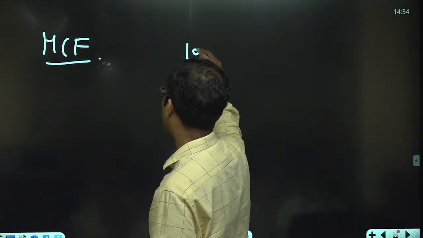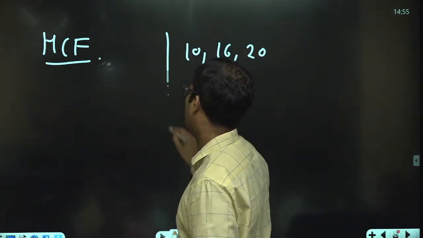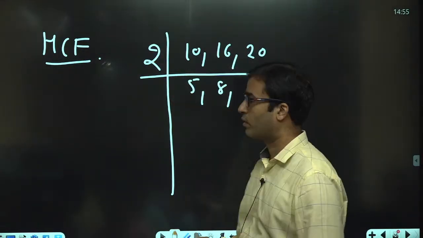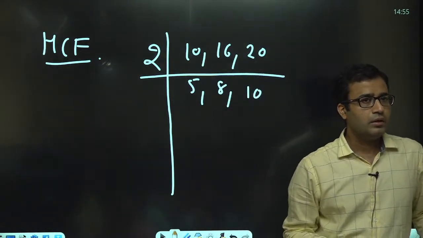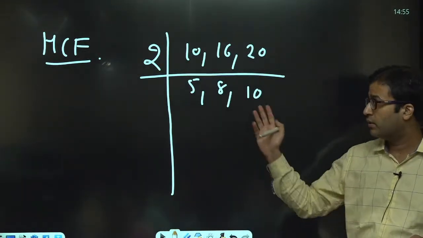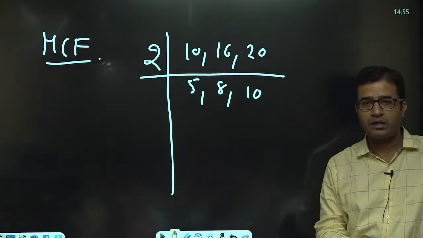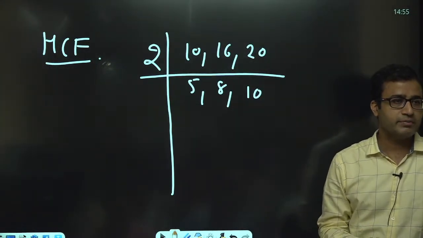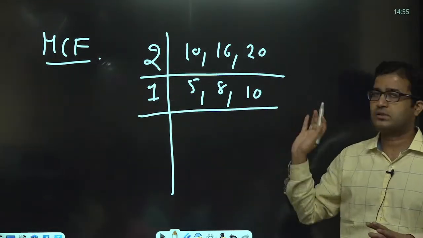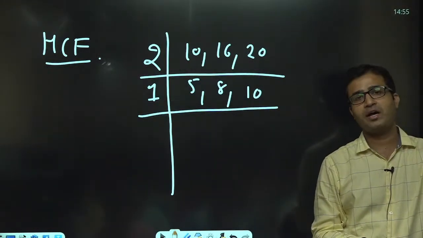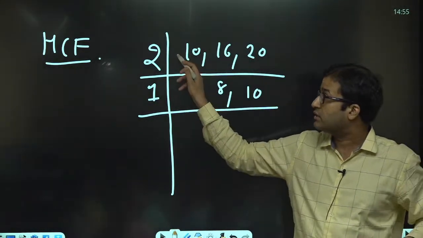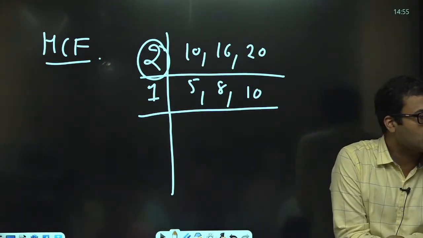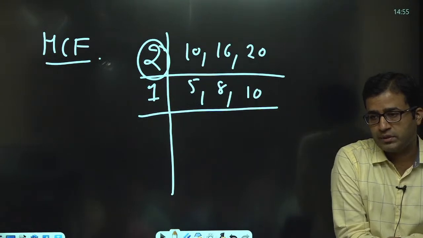For example 10, 16, 20. Here we take 2 common, so it becomes 5, 8, 10. Then you say 5 and 10, 5 is common; 8 and 10, 2 is common. But for HCF, it has to be common in all the numbers. We don't have any. Only 1 is left, so write 1 and finish. 1 means the ending of the HCF process. Here what is the HCF of 10, 16, 20? 2. It has to be common in all the numbers.